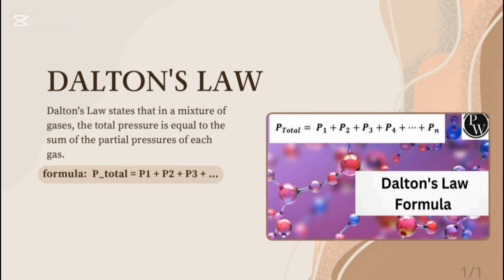Dalton's law states that in a mixture of gases, the total pressure is equal to the sum of the partial pressure of each gas. Its formula is pressure total equals pressure 1 plus pressure 2 plus pressure 3 plus etc. It is used for understanding how oxygen and carbon dioxide are exchanged in the lungs.